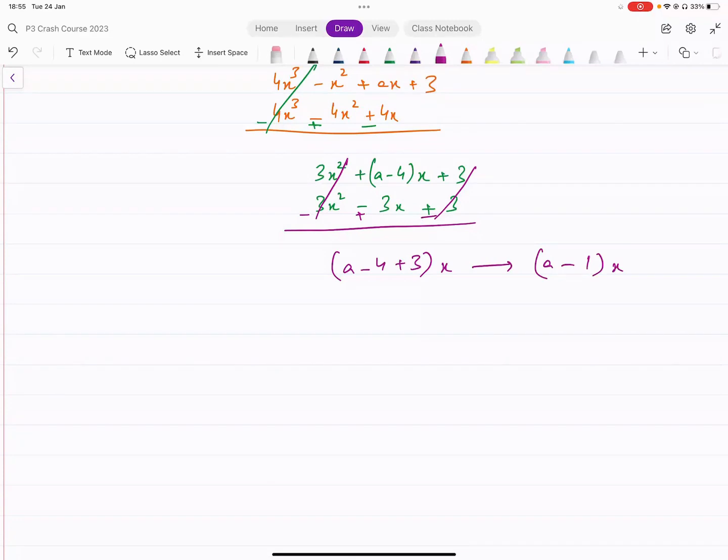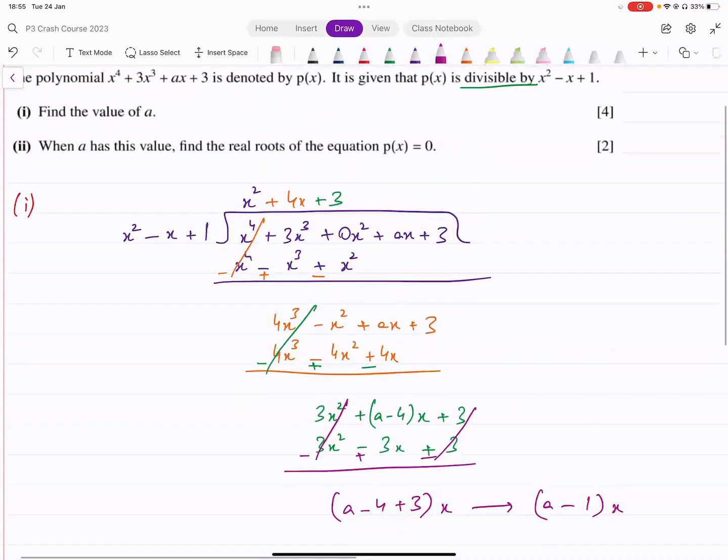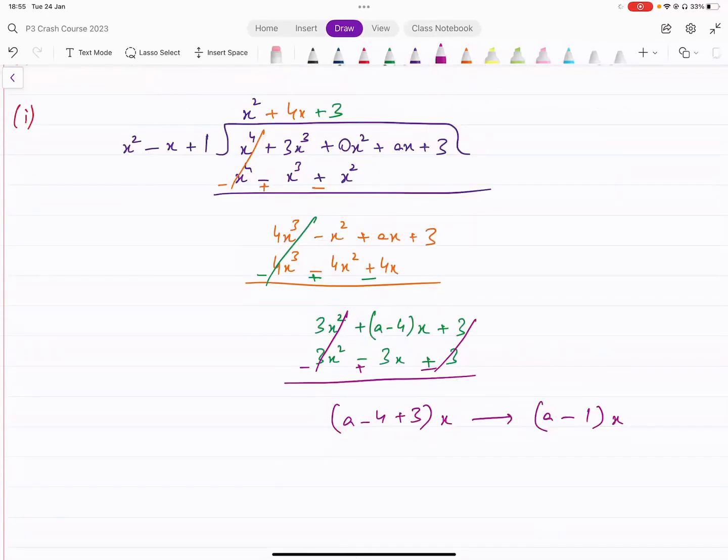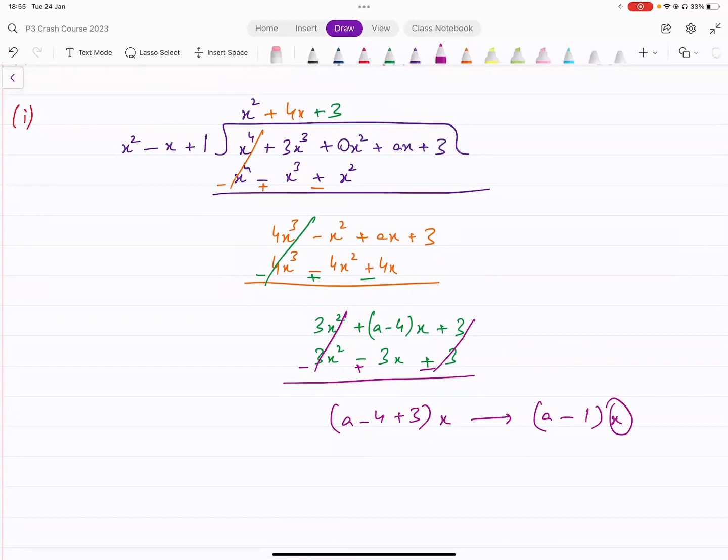We can't go any further in this division. But why? Because the degree of the remainder is less than the degree of the divisor. So we can't go any further. We stop at this point, and this is our remainder: a minus 1 whole times x. This is the remainder.